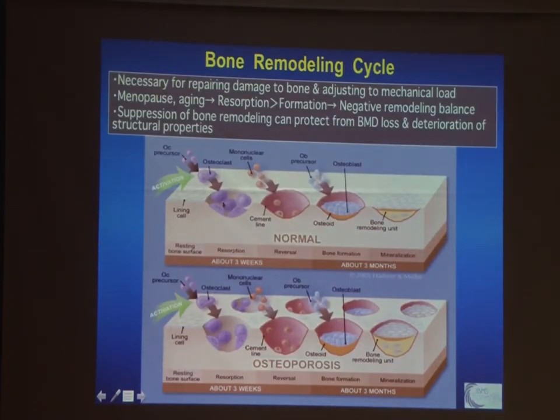Well, among those situations, bone remodeling is a natural and important repairing process, but with menopause, aging, and other situations like inflammatory situations, bone resorption exceeds formation, causing a negative balance of bone remodeling, with deeper resorption and lacunae which are not filled by newly formed bone. So each remodeling cycle causes a negative remodeling balance with a deteriorated bone structure. To prevent this high turnover situation, suppression of bone remodeling can be the best way to protect the bone from bone density loss and deterioration of the structural property.